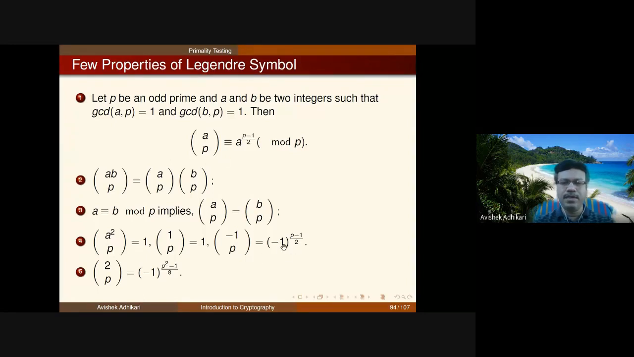(2/p) equals minus 1 to the power (p square minus 1) by 8. So these are a few important formulae, and we have already shown this result in my previous class, and based on these results, except for this one, which is a little tricky.